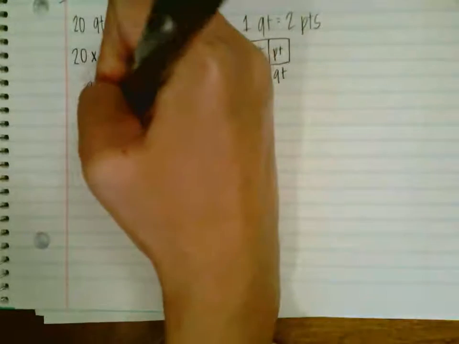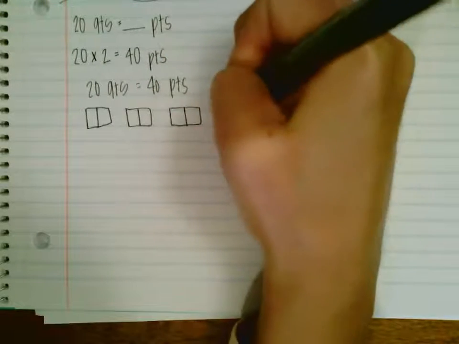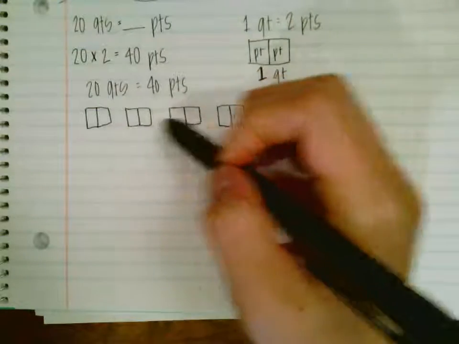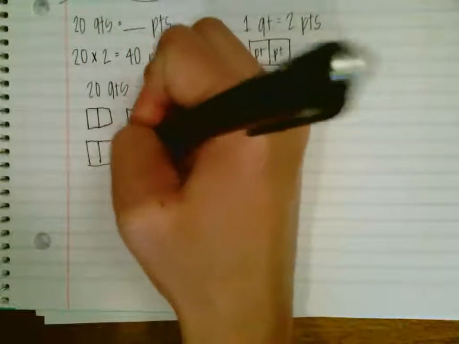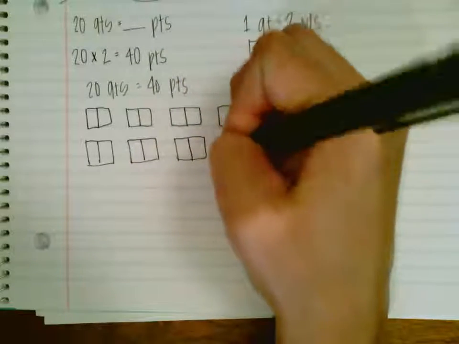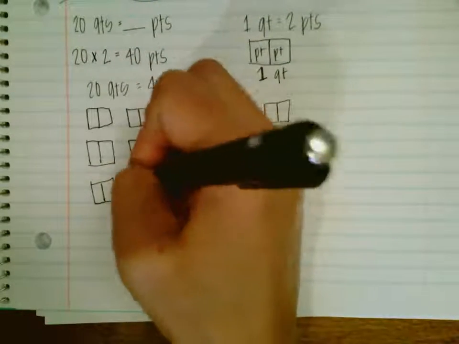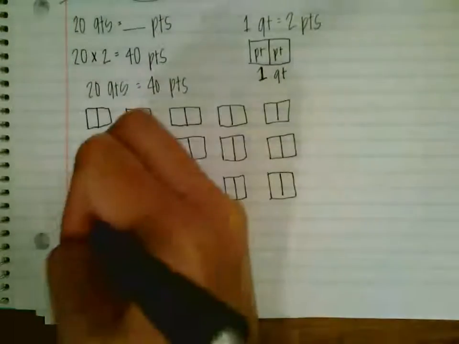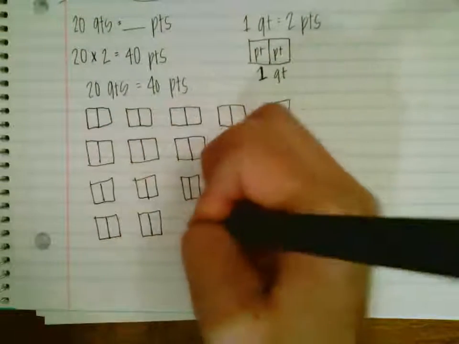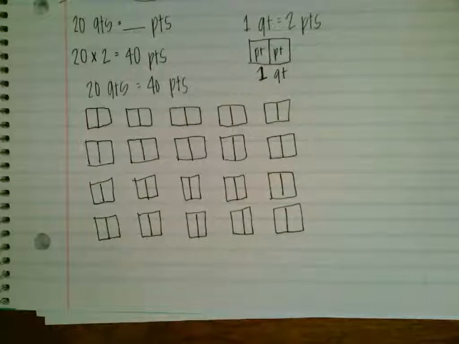So if I draw that in my squares, so 40 pints. So I've got 2, 4, 6, 8, 10, 12, 14, 16, 18, 20, 22, 24, 26, 28, 30, 32, 34, 36, 38, 40. So that's 40 total pints all the way through here.